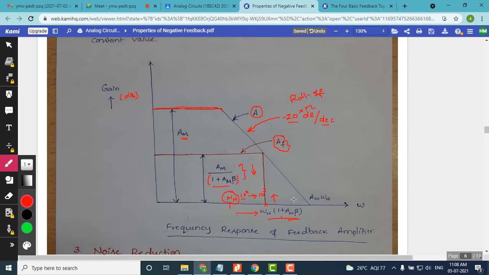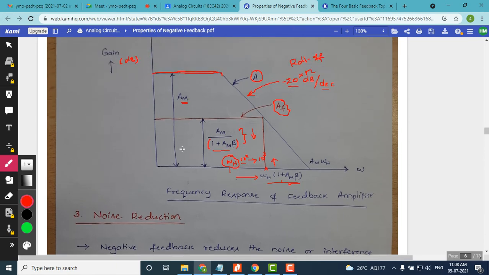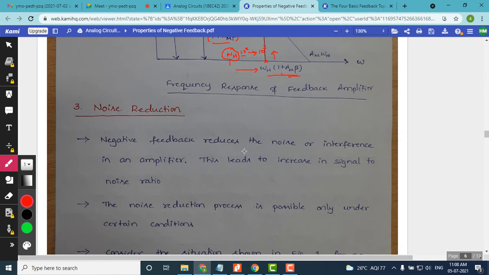I hope everybody is following me. Any doubts, please clarify here. All these materials are taken from the Sedra Smith textbook. Students can refer to the 6th edition Sedra Smith textbook. All this material, the notes, is prepared from that textbook.